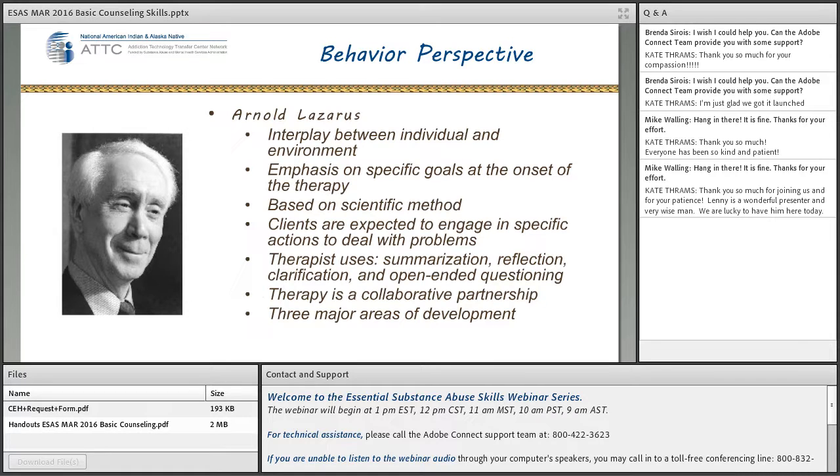Behavior perspective, Arnold Lazarus. It was introduced in 1958. He introduced the terms behavior therapy and behavioral therapist. He later brought in the focus on behavioral treatment to incorporate cognitive and other aspects. Lazarus expanded the scope of CBT to include physical sensations, visual images, interpersonal relationships, and biological factors.